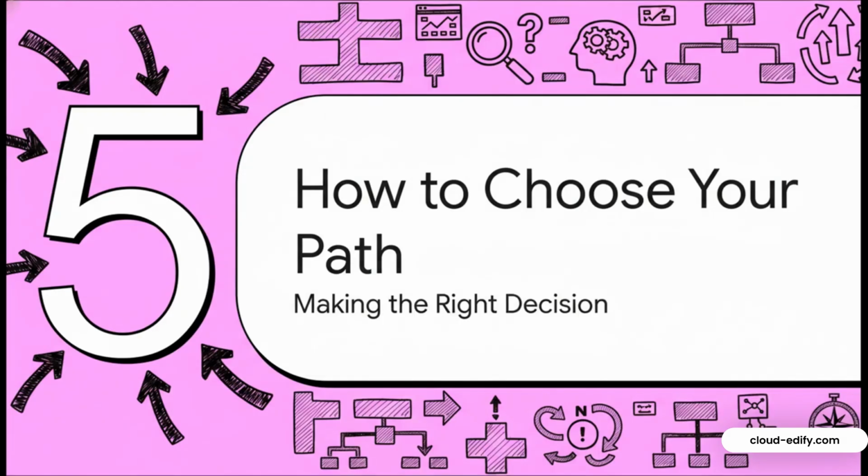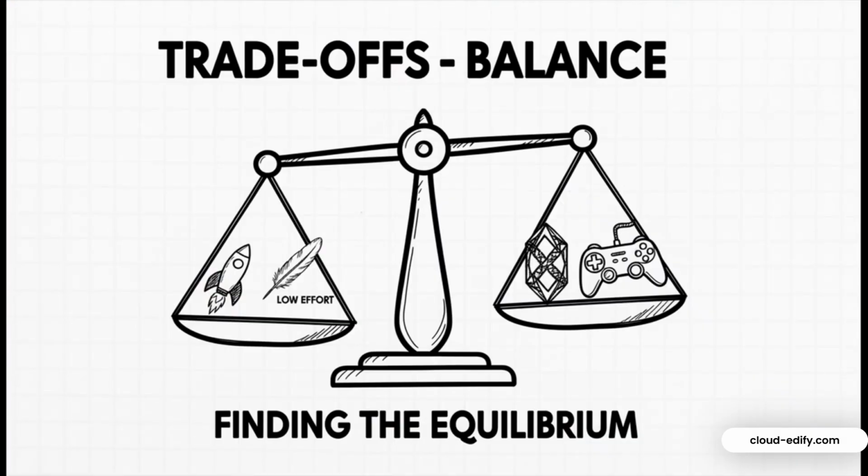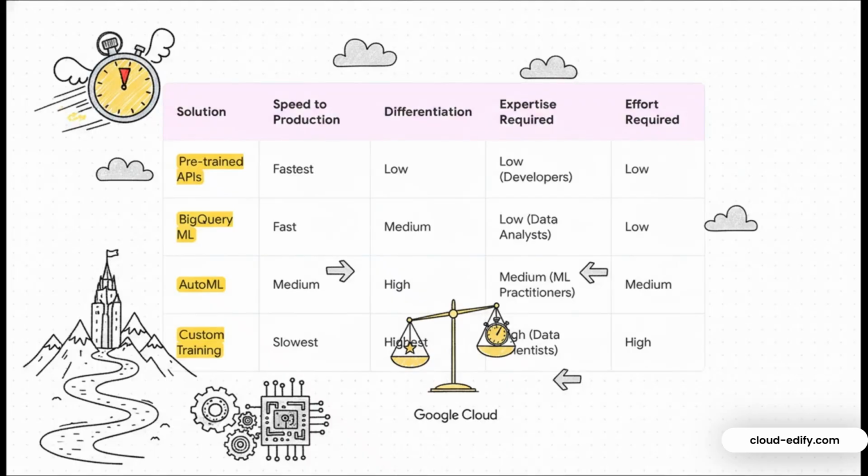Okay, so we've laid out the entire map, we've seen all 4 paths. Now, for the most important part, how do you choose the right one for you? The right choice, it's all about balancing some trade-offs. As we're about to see, you're constantly weighing 4 key things to find that perfect equilibrium for your project. And boom, here it is. This is basically the cheat sheet for everything we've talked about. This is your decision matrix.